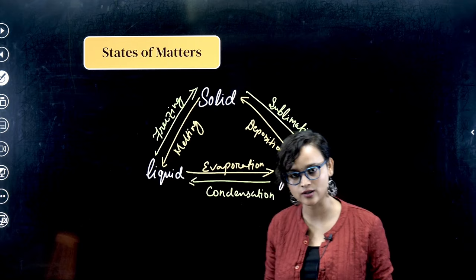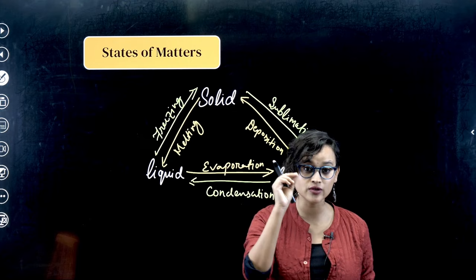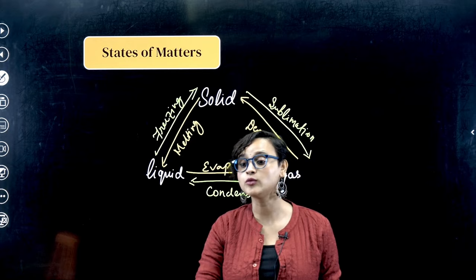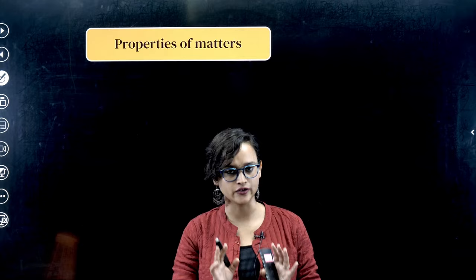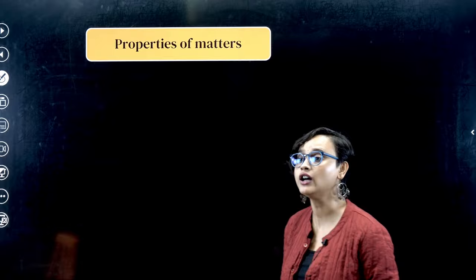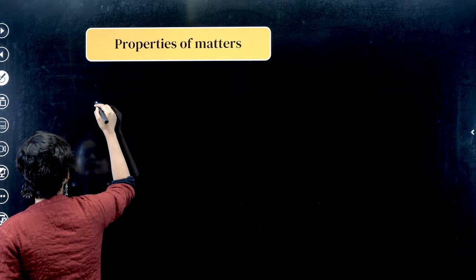And sublimation, you must have seen it in naphthalene balls, the moth balls that smell very nice, that you put in your wardrobe or in the wash basin, right? When you keep naphthalene balls for a very long time, they just vanish after some days because they have completely converted into gas, okay? Yes, so this is your interconversion. Then we come to the properties of matter. Properties of matter are divided into two parts, that is physical properties.